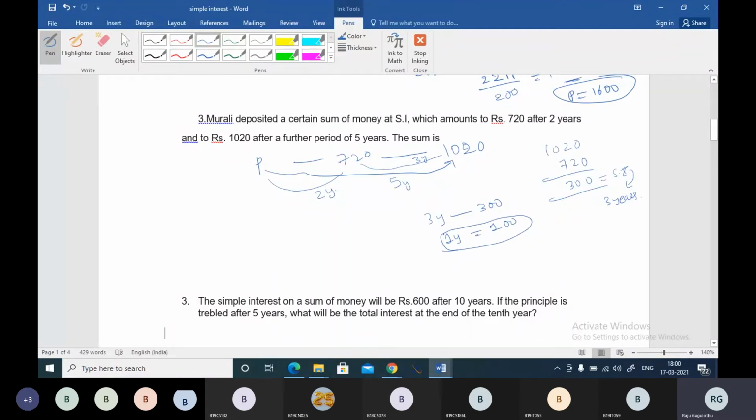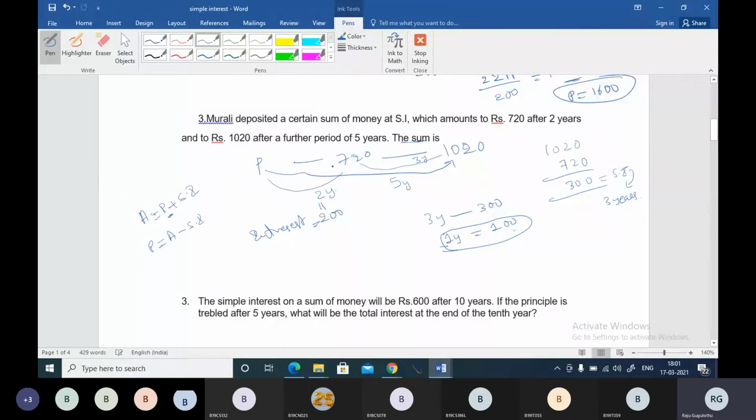Now they are asking for the sum. See, the principal after 2 years is becoming 720, and the interest for 2 years will be 200, because 1 year interest is 100. You know amount is equal to principal plus simple interest, right? So principal will be amount minus simple interest, boss.